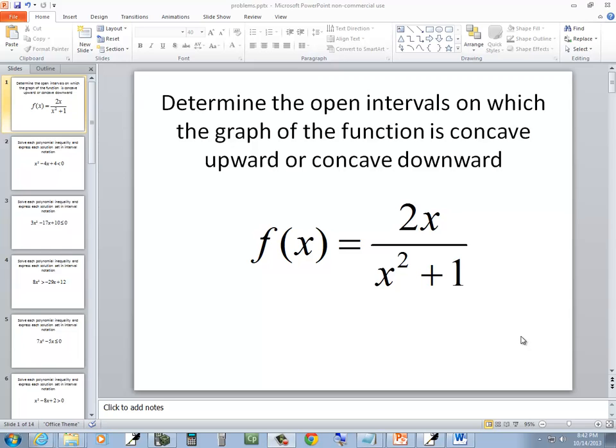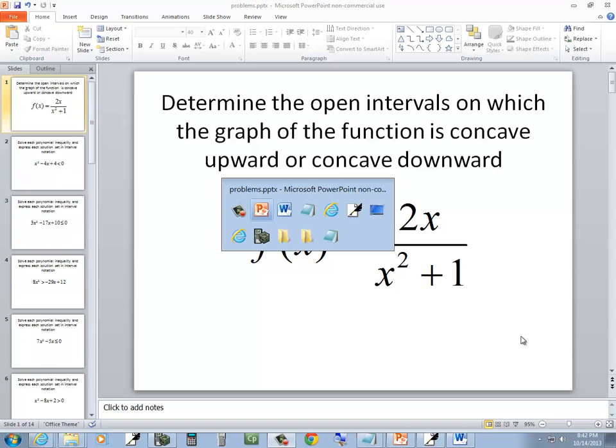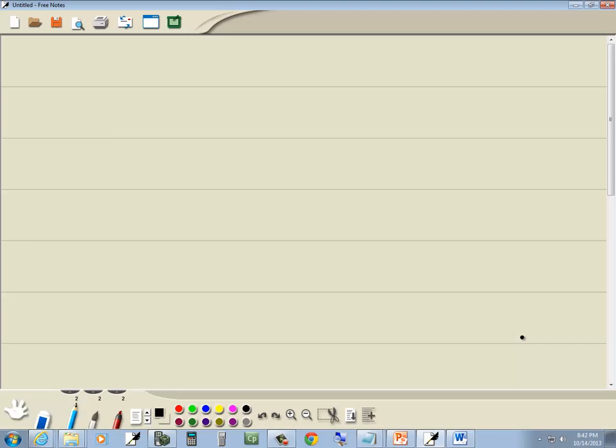In this problem, we want to determine open intervals on which the graph of the function is concave upward or concave downward. So we have f of x is equal to 2x over x squared plus 1. Now, our first step is to find our second derivative.